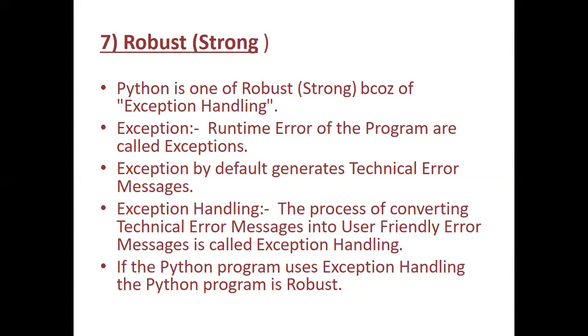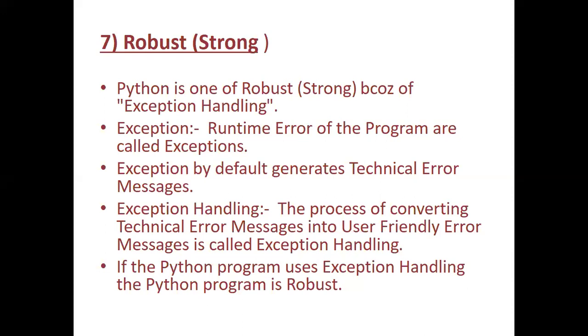Now, exceptions by default generate technical error messages, which are not understandable by the end user. So converting those technical error messages into user-friendly error messages is called exception handling, which makes the Python language a robust language.